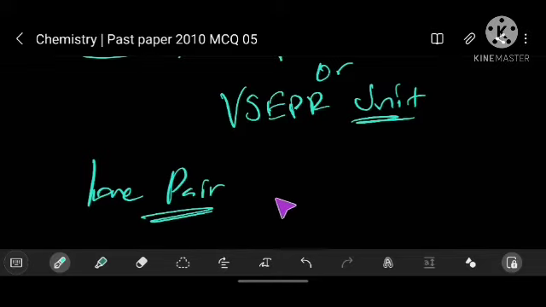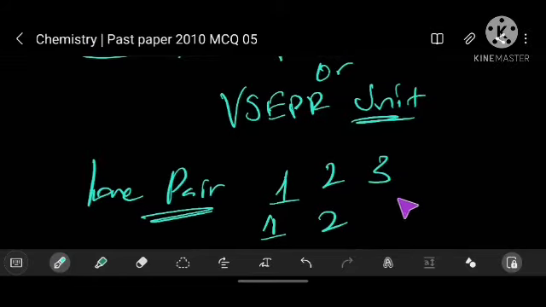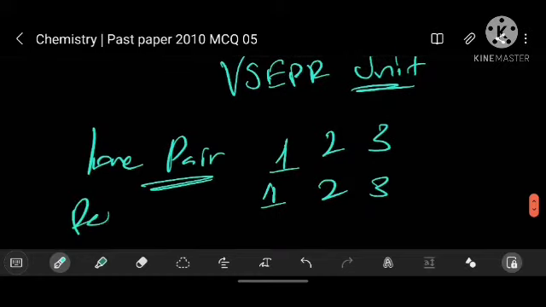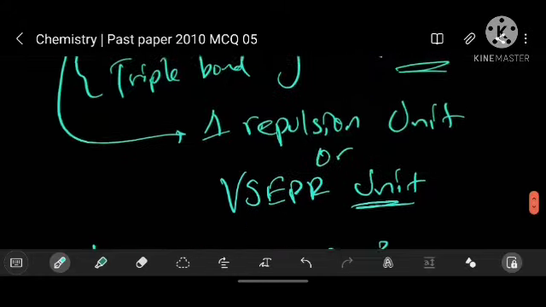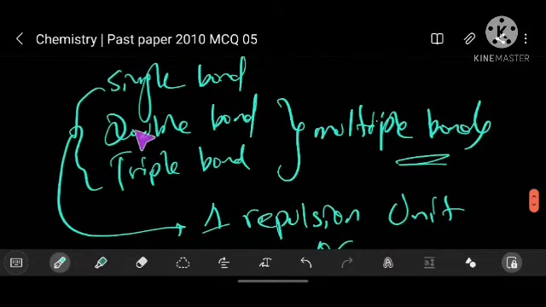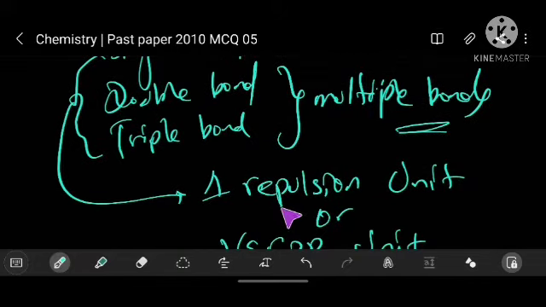If you have two lone pairs, then you have two repulsion units. If you have three, then you have three repulsion units. But for the bonding electrons, especially for the bonds, you have one single bond or a multiple bond, let's say a double or triple bond. Those would be treated as one repulsion unit.